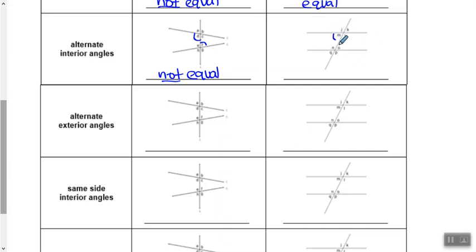Taking a look here, so M and O, notice how they are acute. They're both acute, and if you take your protractor and measure, you're going to see that they are equal. So N and L will be equal also. So if I have parallel lines, my alternate interior angles will be equal.